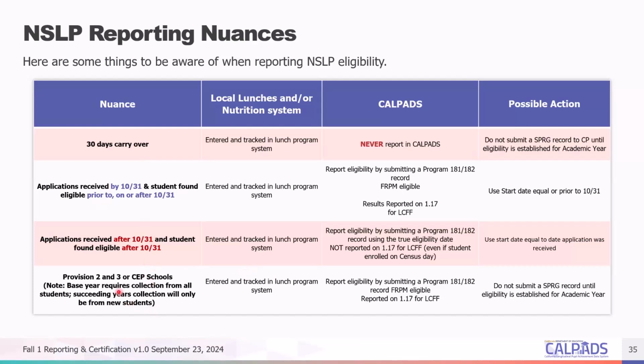And then for Provision 2 and 3 schools, if this is not your base year, and you have students who come back enrolled and were determined to be eligible during your base year, that's when you could use the first day of school as your program 181 or 182. Okay.